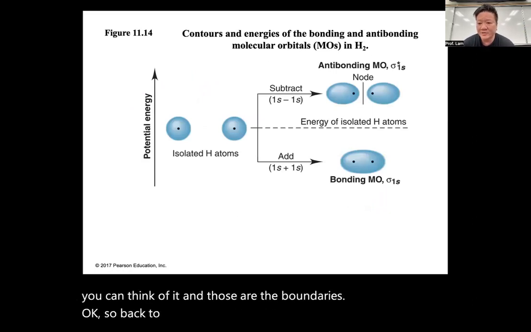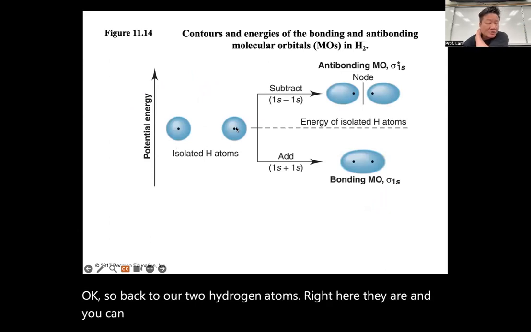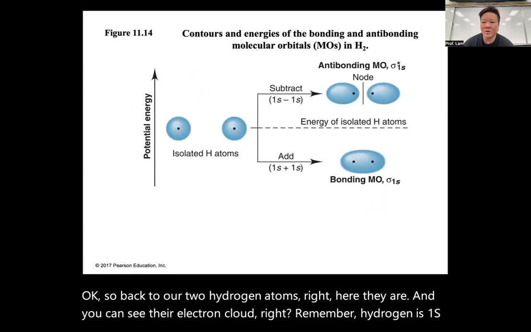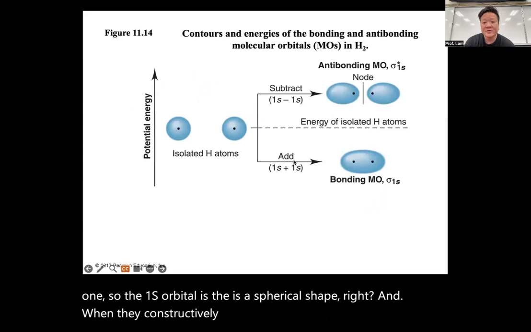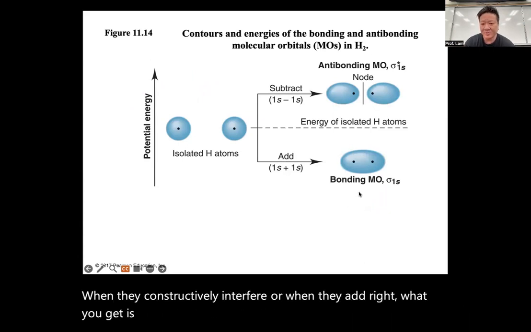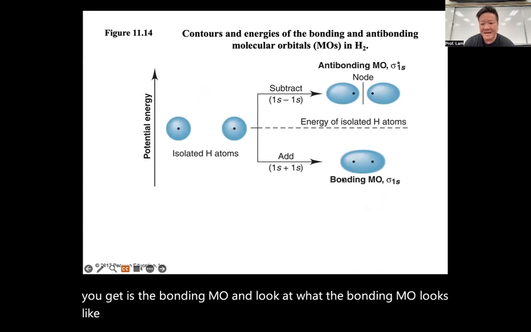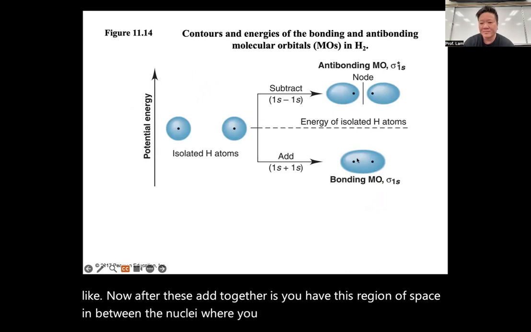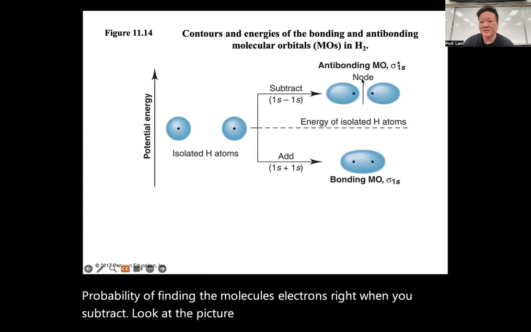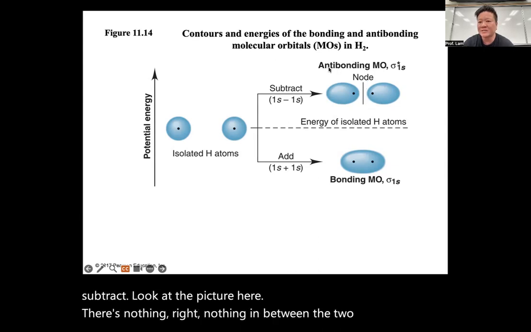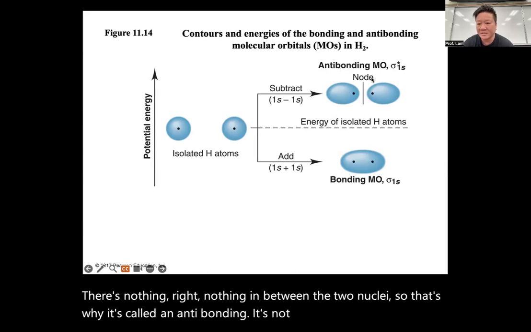Okay, so back to our two hydrogen atoms. Here they are, and you can see their electron clouds. Remember, hydrogen is 1s1, so the 1s orbital is a spherical shape. When they constructively interfere, or when they add, what you get is the bonding MO. And look at what the bonding MO looks like after these add together: you have this region of space in between the nuclei where you have a probability of finding the molecule's electrons. When you subtract, look at the picture here. There's nothing in between the two nuclei. So that's why it's called an anti-bonding. This orbital is not constructive to bonding.